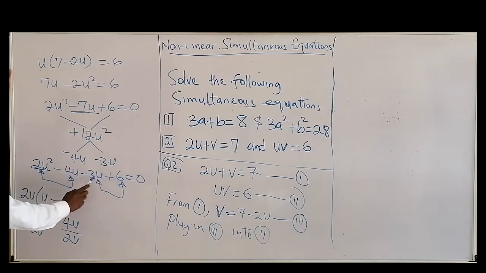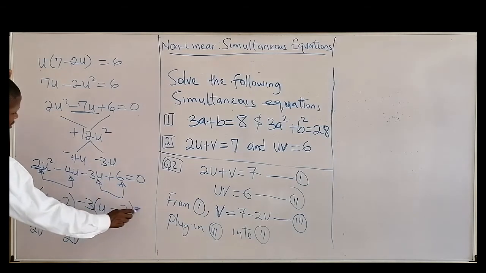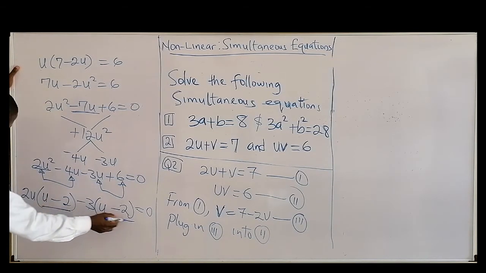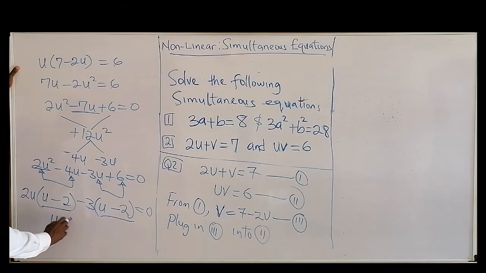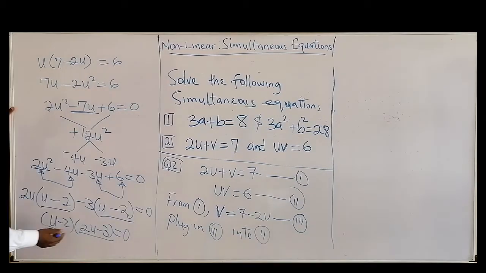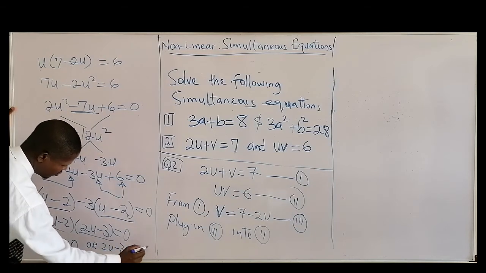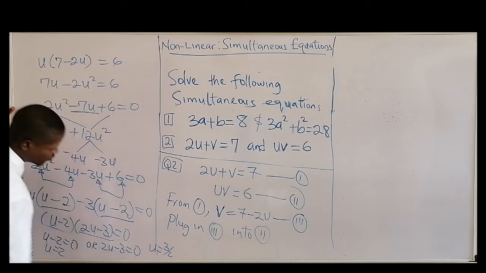Here, what is common? Minus 3 is common. Take that out, and that leaves u, and minus times minus gives plus, and 3 goes into 6 two times, so minus 2. Once you factorize, you get the same bracket, u plus 2 outside. So u minus 2 is equal to 0 and 2u minus 3 equal to 0. So u is 2, or u is equal to 3 over 2.